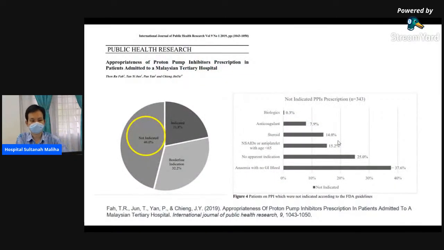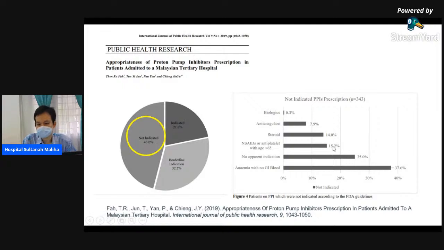Another study conducted in Malaysia as well, also a recent study published in these 2 years. They found that, I think this is in Hospital Serdang if I'm not mistaken, 46% was not indicated, and 32% was borderline indicated. You can see that there's a very clear distinction of categories here. Almost half is not indicated.